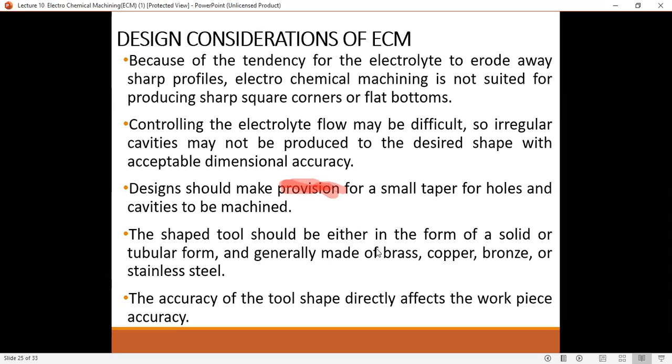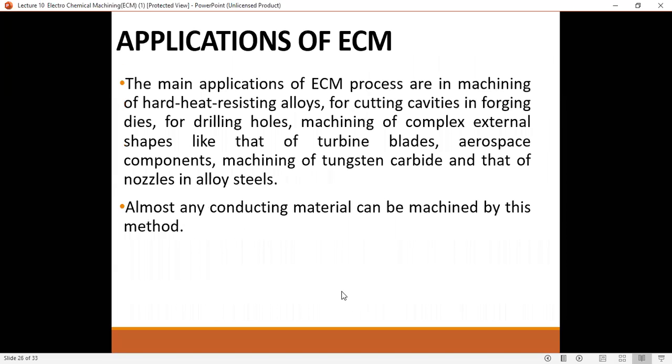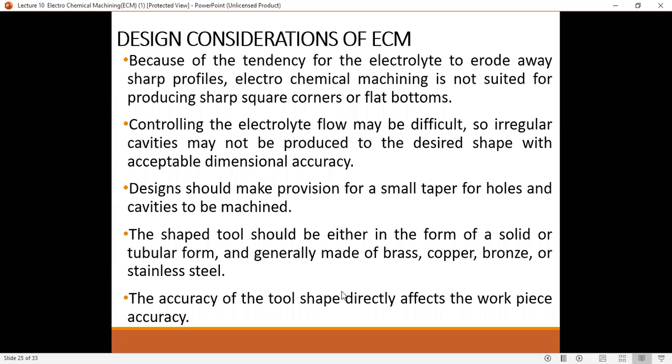And generally made of brass, copper, bronze, and stainless steel. The accuracy of the tool shape directly affects the workpiece accuracy. So if your tool is not accurate, then the machined surface of the workpiece will not be accurate either.